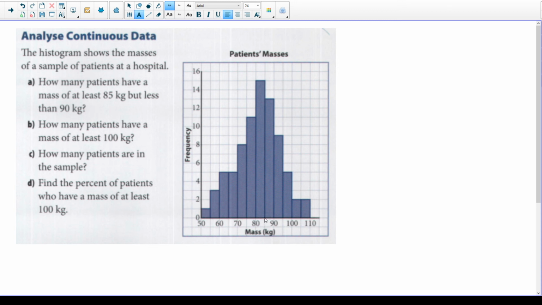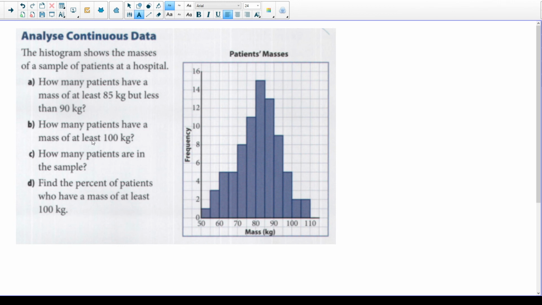So 80 mass as a kilogram value is right here, and 90 is there. So they want between 85, which would be this one and this one. So they're looking at the height of this bar, and that bar goes up to a height, and if you can look at the scale again, that's a height of 13. So there'd be 13 of them.